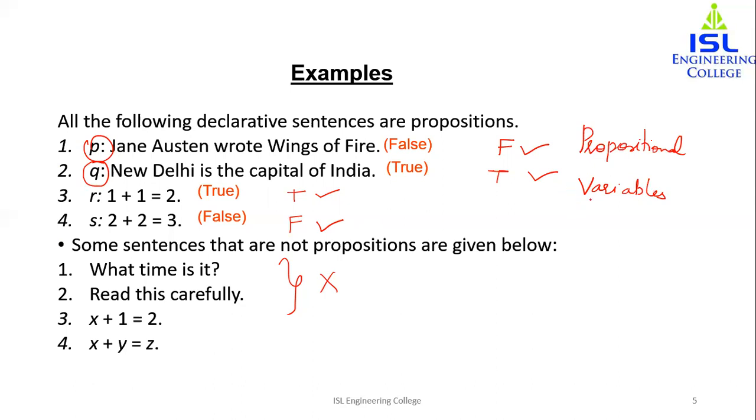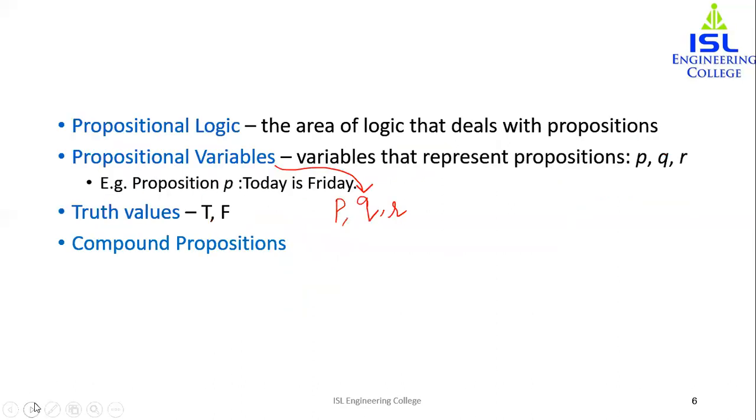Also, these are very important when we create something known as the truth table. Now, every proposition has two values. It can either be true. So today is Friday. This statement, if it is Friday, it will be true. If it is not Friday, it will be false. So every proposition has two values, true and false.